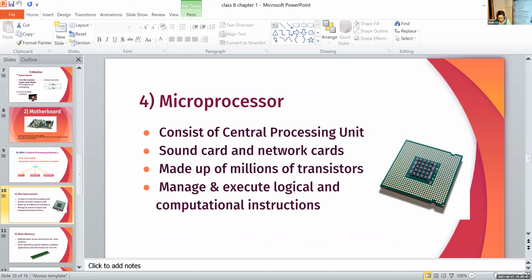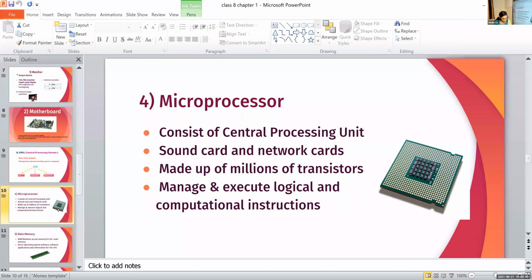What is that? Have you seen this before? Can you see the picture of microprocessor? Yes, ma'am. It is a single chip. It is a programmable device which accepts data and performs arithmetic and logical operations. It consists of a central processing unit. You can see the image of microprocessor. Then what can you say about microprocessor?